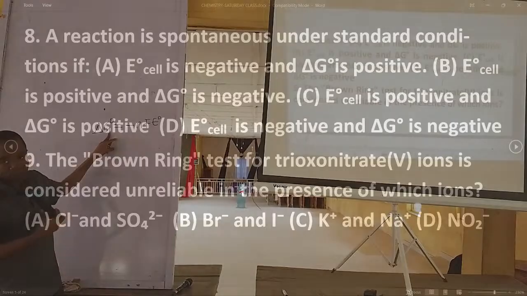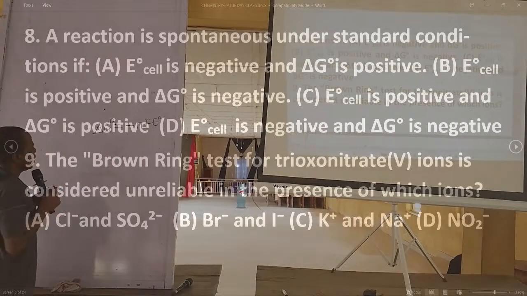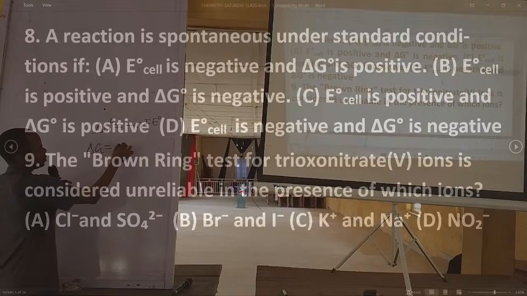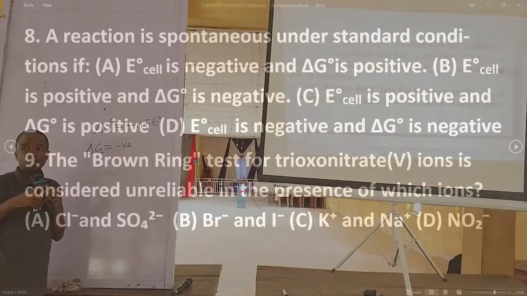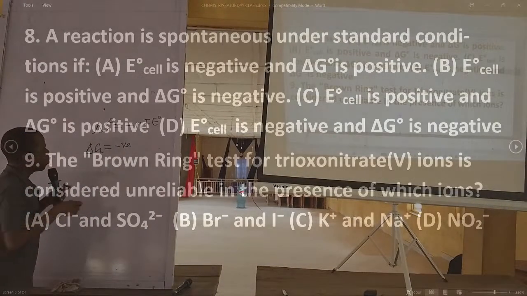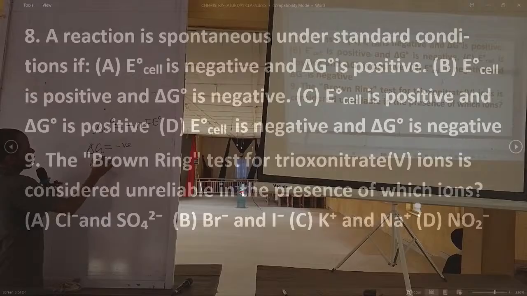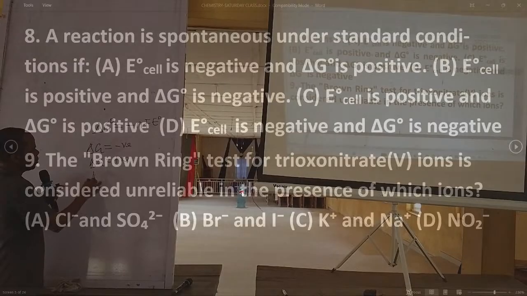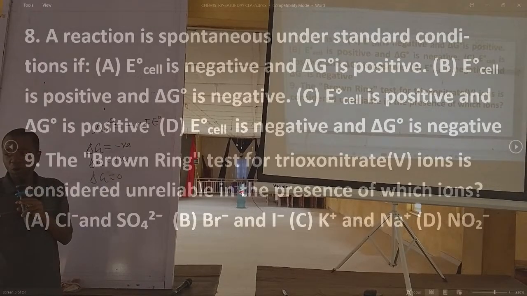So we have already established the fact that whenever delta G is negative, the reaction will be spontaneous. Whenever delta G is positive, the reaction will not be spontaneous. It is also possible for delta G to be zero. What does it mean? The reaction is at the state of equilibrium. So these are the three possible scenarios that we have.